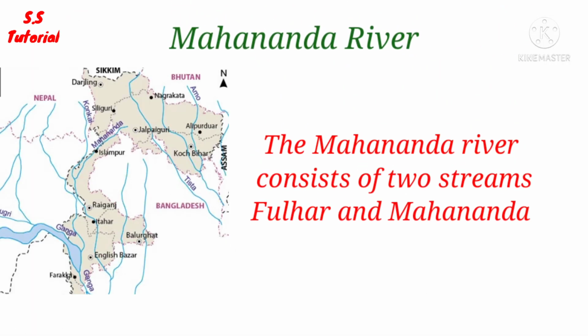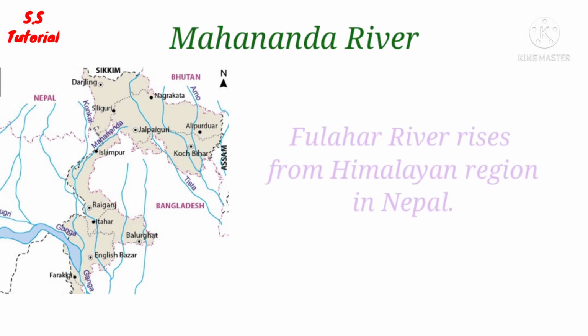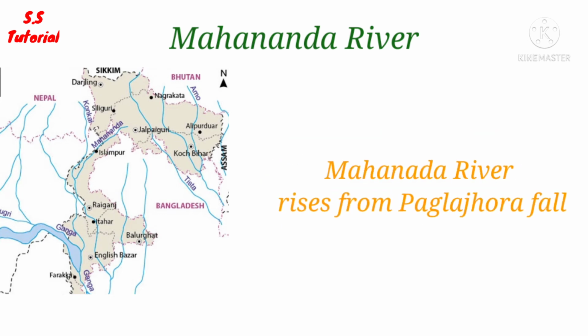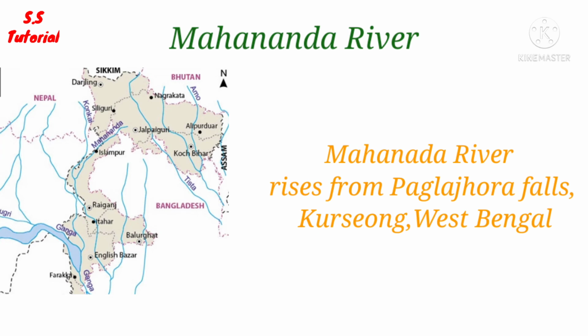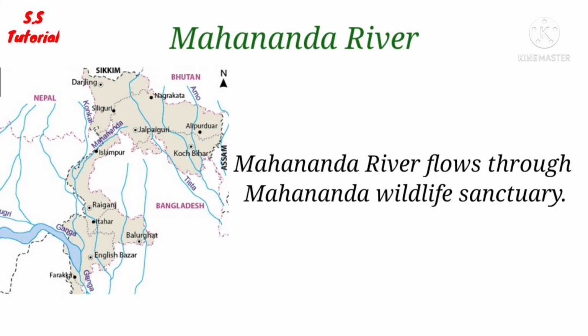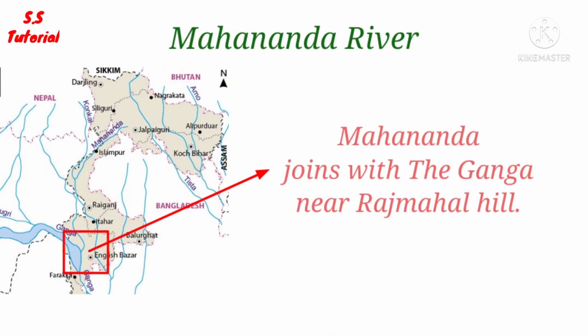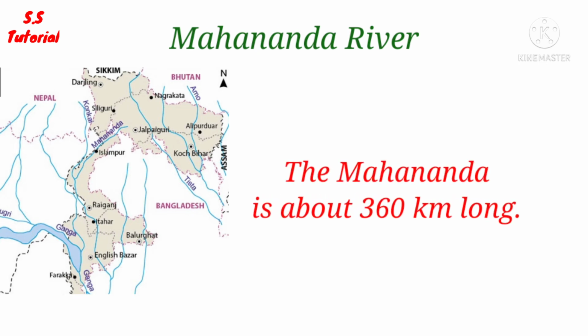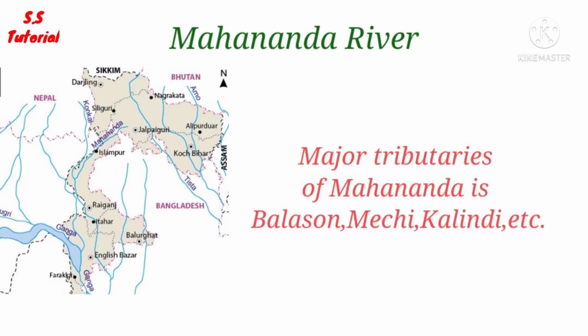Let's know about the Mahananda River. The Mahananda River consists of two streams. One is Fulhar River and the other is Mahananda. The Fulhar originates from the mountain region of Himalaya in Nepal, and Mahananda rises from Paglajhora Falls on Mahaldiram Hills at Karsiang in Darjeeling district. It flows through Mahananda Wildlife Sanctuary. It merges with Ganga River near Rajmahal Hills. The river is about 360 km long. Major tributaries of Mahananda River are Balason, Mechi, Kalindi and so on.